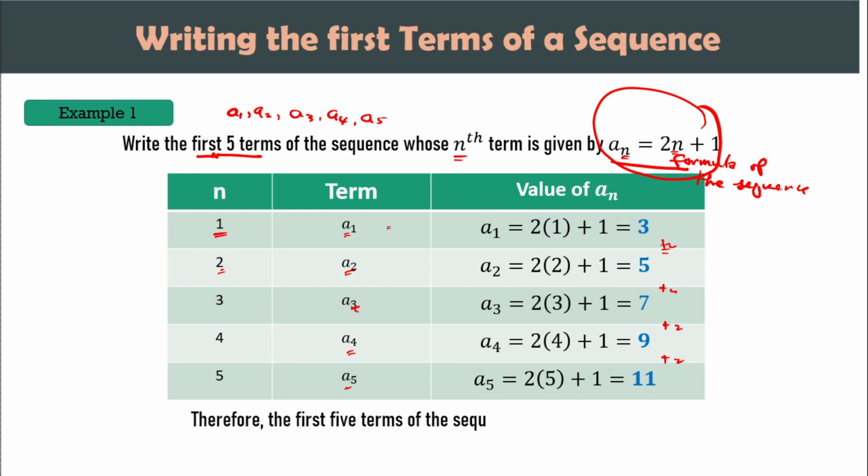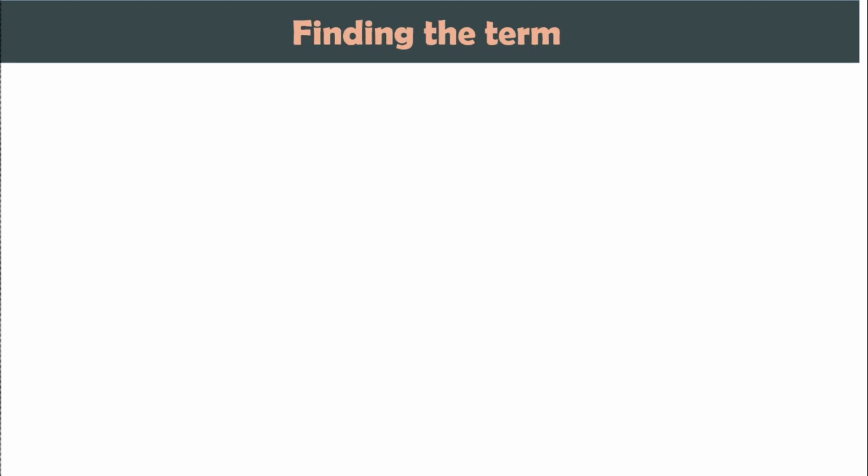So therefore, the first 5 terms of the sequence a sub n equals 2n plus 1 are 3, 5, 7, 9, and 11. All right. So it's very clear and it's quite easy. Okay. How about we're going to find the term?